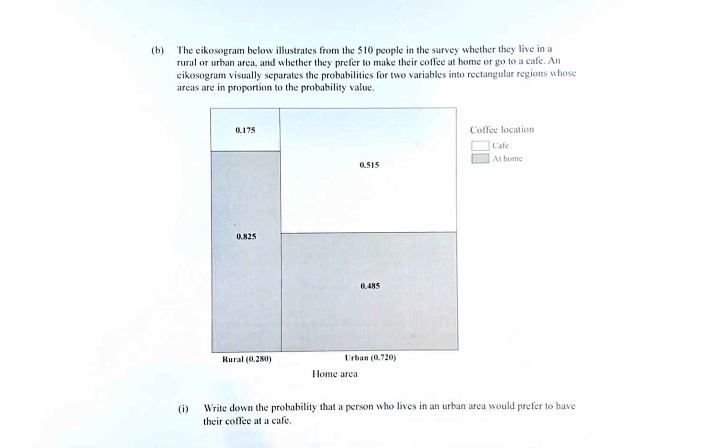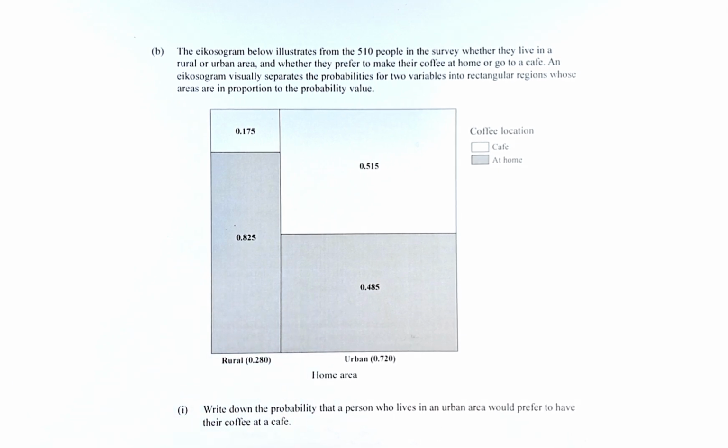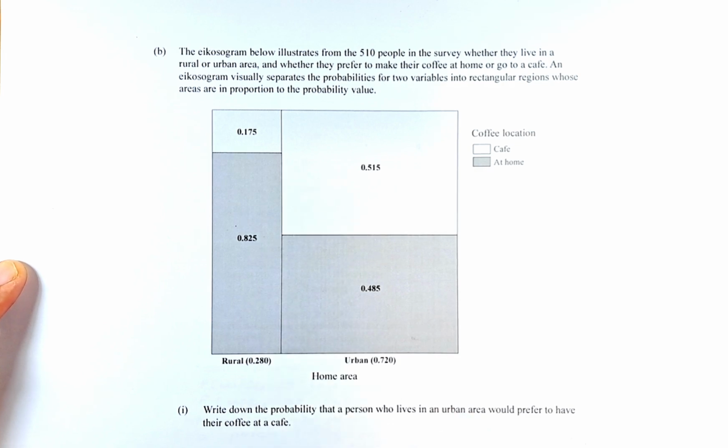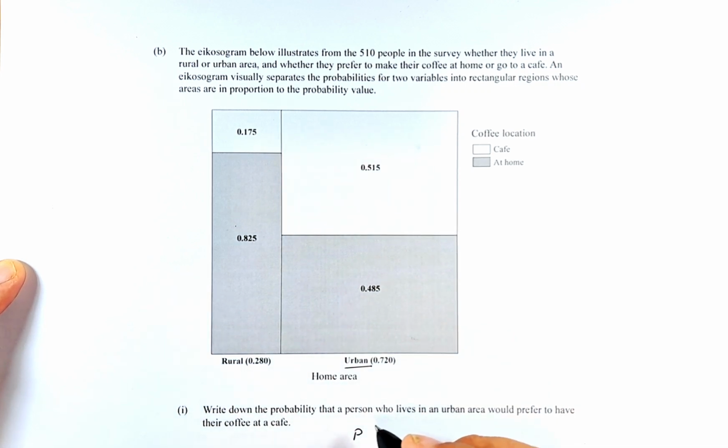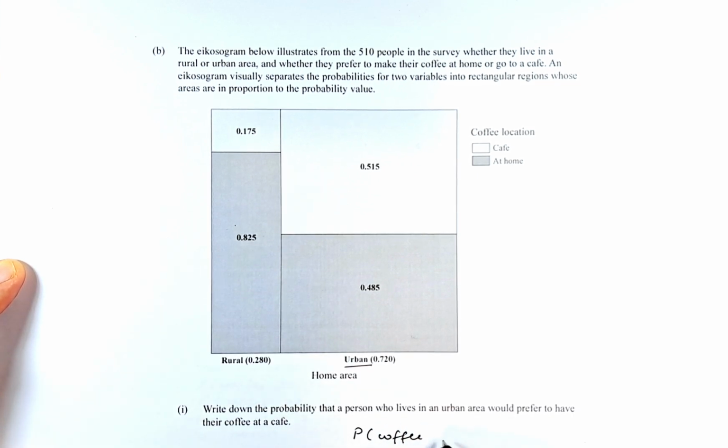So now we are going to calculate the area. So write down the probability that the person who lives in the urban area would prefer to have their coffee at a cafe. So we are looking at urban. Okay? So urban is here. So we are only interested in here. And what the probability that he is going to like coffee. So we're going to write probability of coffee at cafe, given that they live in an urban area.